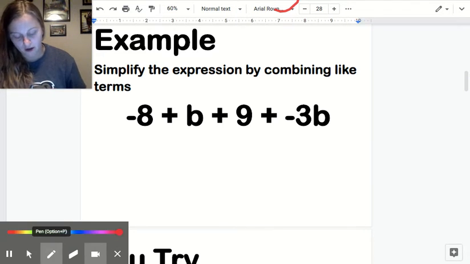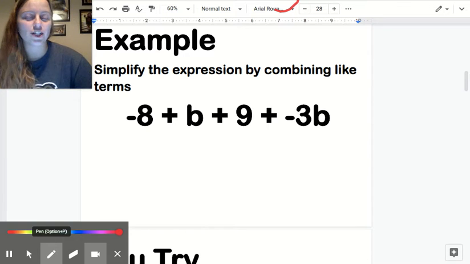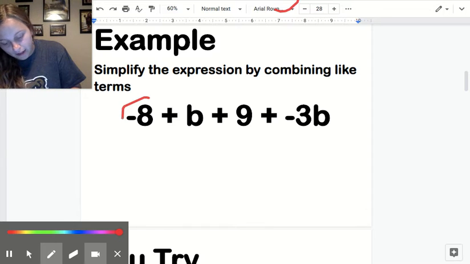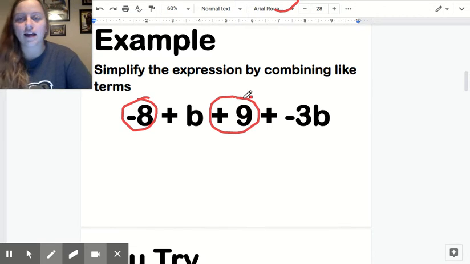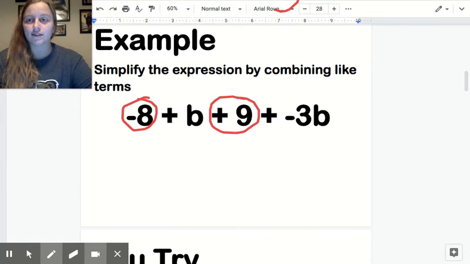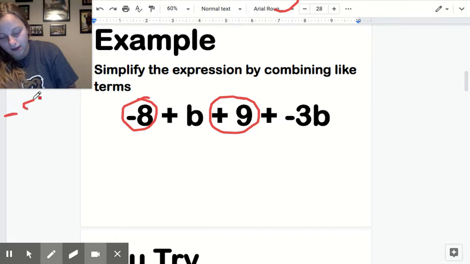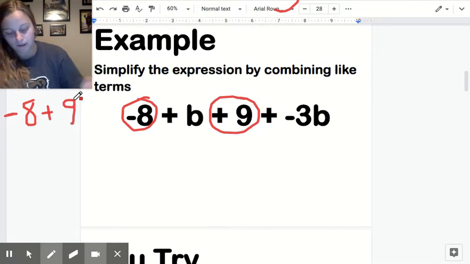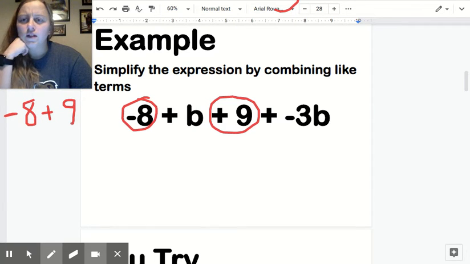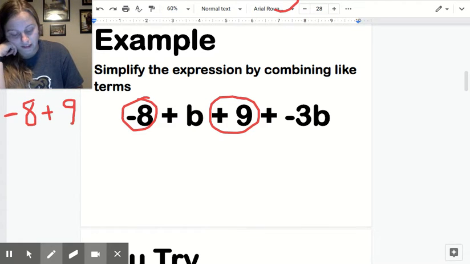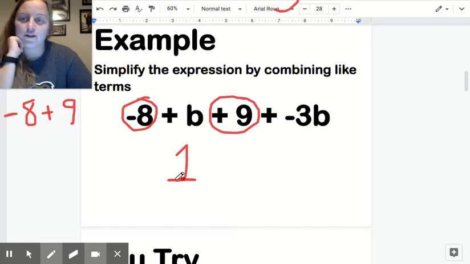So when I look at this problem here, the first thing I see is my constants, which again just means a number without a variable attached to it. So here I see a -8 and a +9. Well, when I put them together, that's really saying -8 plus 9. I can even write it over to the side here. -8 plus 9. Well, I have different signs, so I'm going to find the difference between those, which is 1. And I'm going to keep the sign of the higher number. 9 is a higher number. It has more positives than negatives. So I just have 1.